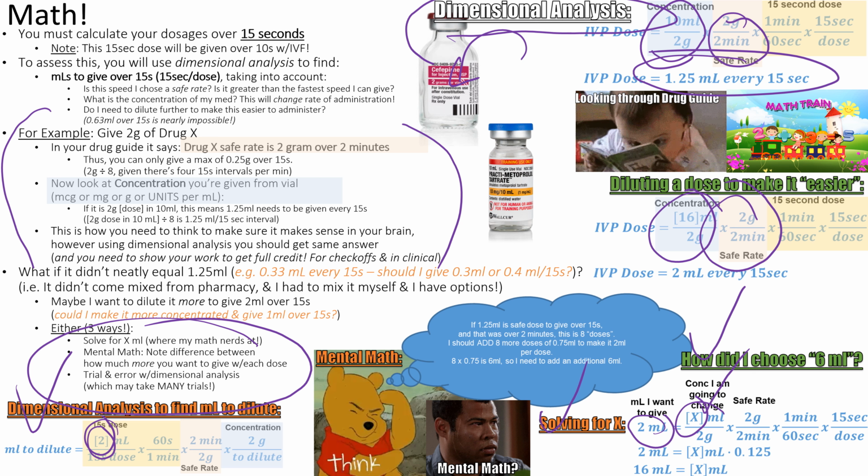All right, so if I want to do 0.625 and I want to go up, maybe I want to do 1 mL, not 0.625 mLs, right? I want to do 1 mL every 15 seconds. Then I can add the difference times 8. All right, that's the mental math way, or you can just solve for it. I want to give 1 mL, so I'm going to mess with the dimensional analysis to figure it out. All right, does that make sense?